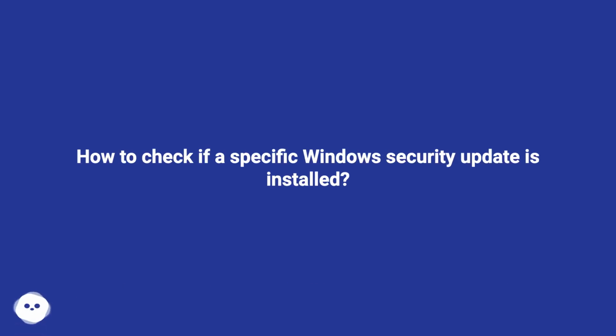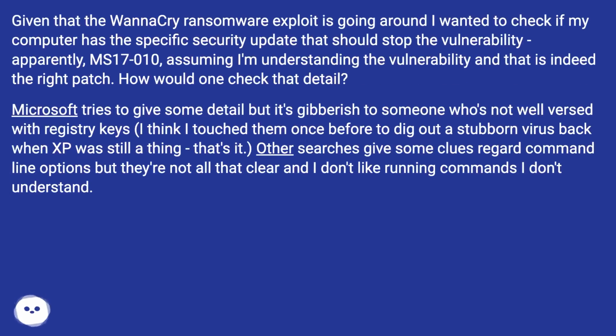How to check if a specific Windows security update is installed? Given that the WannaCry ransomware exploit is going around, I wanted to check if my computer has the specific security update that should stop the vulnerability, apparently MS17-010, assuming I'm understanding the vulnerability and that is indeed the right patch. How would one check that detail?